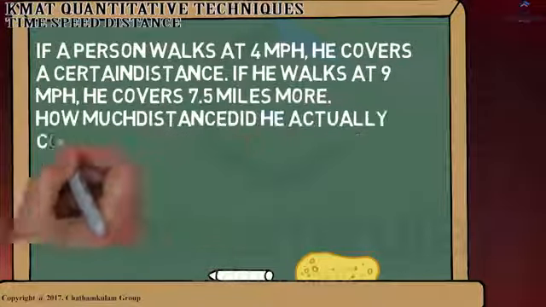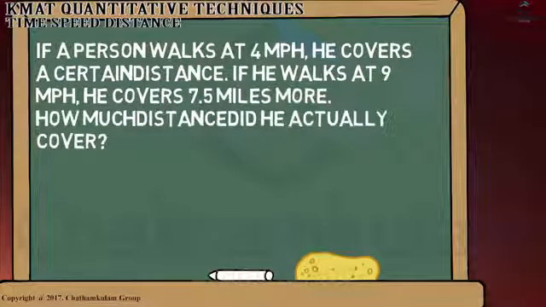If he walks at 9 miles per hour, he covers 7.5 miles more. How much distance did he actually cover? Now we can see that the direct application of our usual formula, distance is equal to speed into time, or its variations cannot be done in this case and we need to put in extra effort to calculate the given parameters. So let us see how this question can be solved.